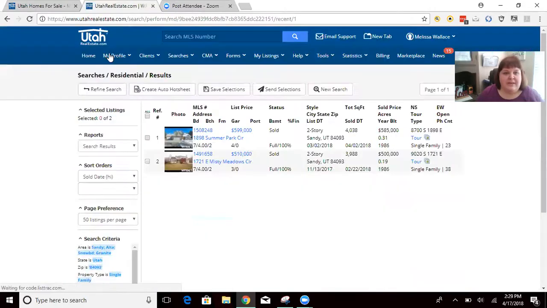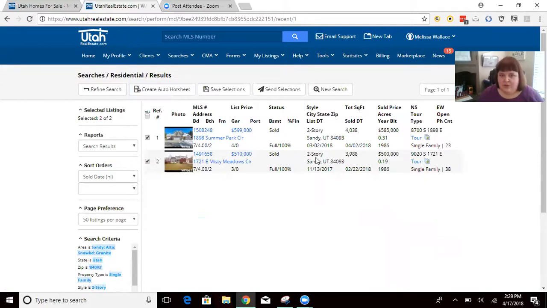So I pull this up. Because I know the area, I already know these streets and I know that they're nearby, so I'm not worried about being within the 1 mile range. And I know that they're similar because they're between 4,000 and 5,000 square feet, roughly.